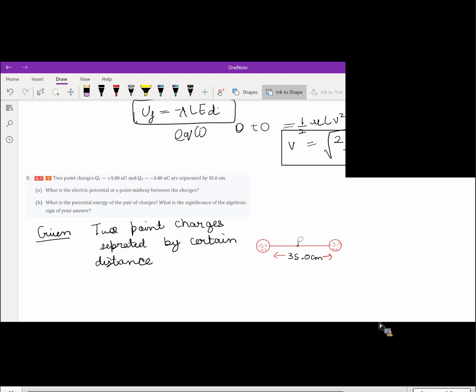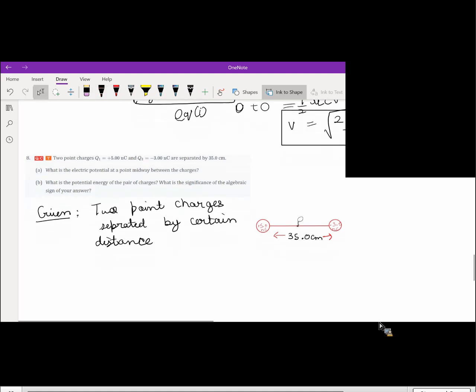So, given 2 point charges separated by a certain distance, what do we infer from the given here? That this is not a continuous charge distribution. These are 2 point charges separated by a certain distance. That means in order to find the electric potential at a point P that is exactly midway, you have to use the discrete charge formula.